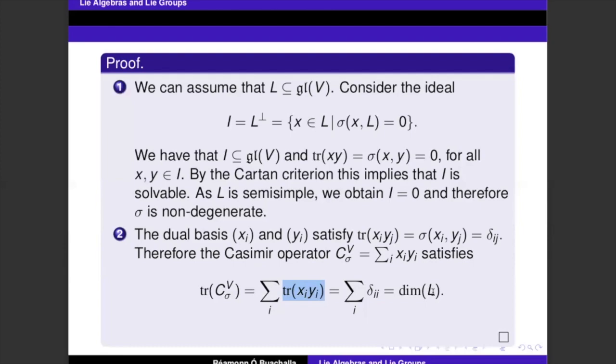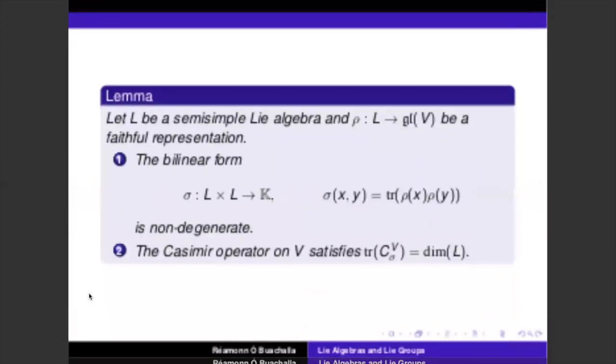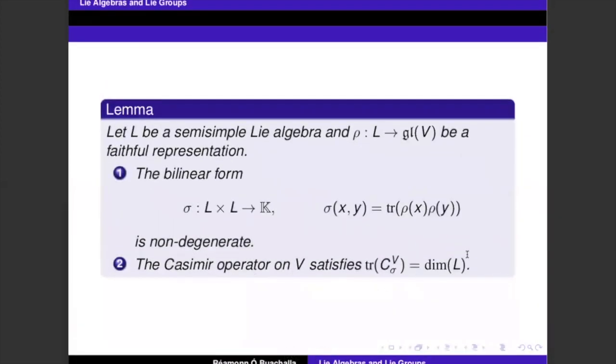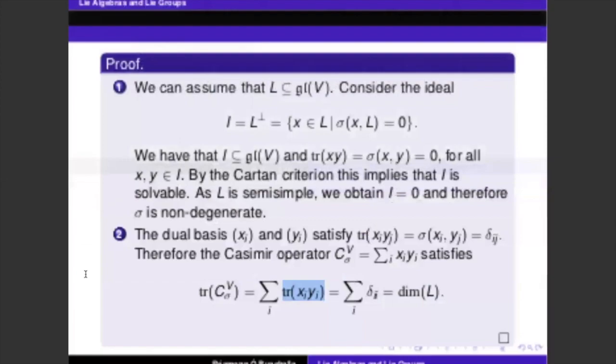Okay, so the non-degeneracy allows us to choose a dual basis, and then to define the Casimir, and then the property of this dual basis. We see easily that the trace of this thing is just going to be equal to the dimension. Right, so a simple argument, but a powerful one as we'll see below.